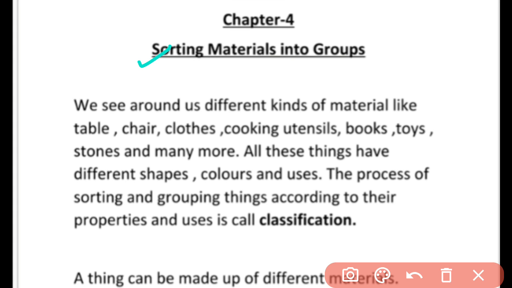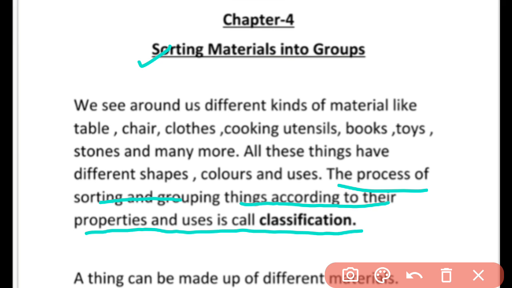different categories. You have seen in the school also, on what basis do you sit in different classes? On the basis of the standard. The first standard students sit in one class and the second standard students sit in another class. In the same way, objects are also classified into different categories. The process of sorting and grouping things according to their properties and uses is called classification. So, this is what classification is.